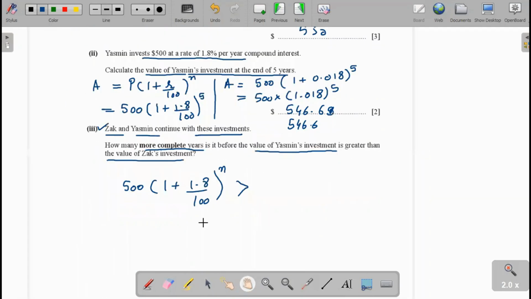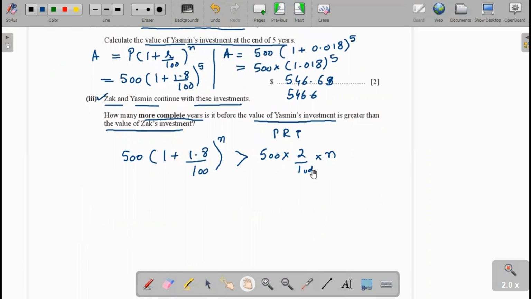Now we take that value as 500 into PRT. We use this formula PRT. Now R is 2% so 2 over 100, and time we take as n years, when the investment of Yasmin will be greater than the investment of Zaka. Now you see here this is the Yasmin amount after n years and this is the Zaka amount after n years. This is the interest value and we add the value 500.